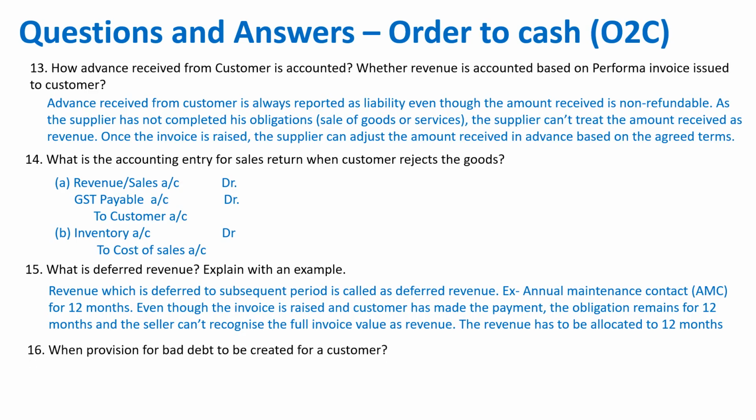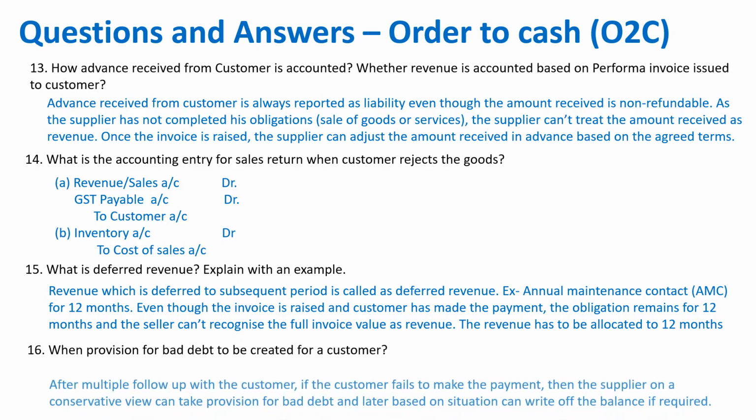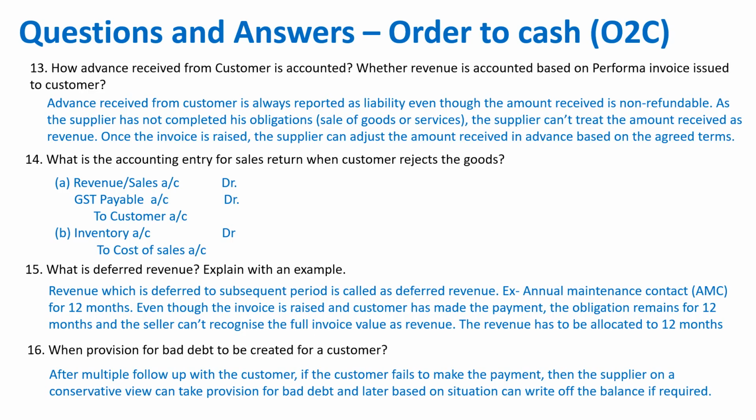Last question. When should a provision for bad debt be created for a customer? After multiple follow-ups, if the customer fails to make the payment, the supplier on a conservative view can take a provision for bad debt and later, based on the situation, can write off the balance if required. So this is all about the probable questions you may get during O2C interviews.